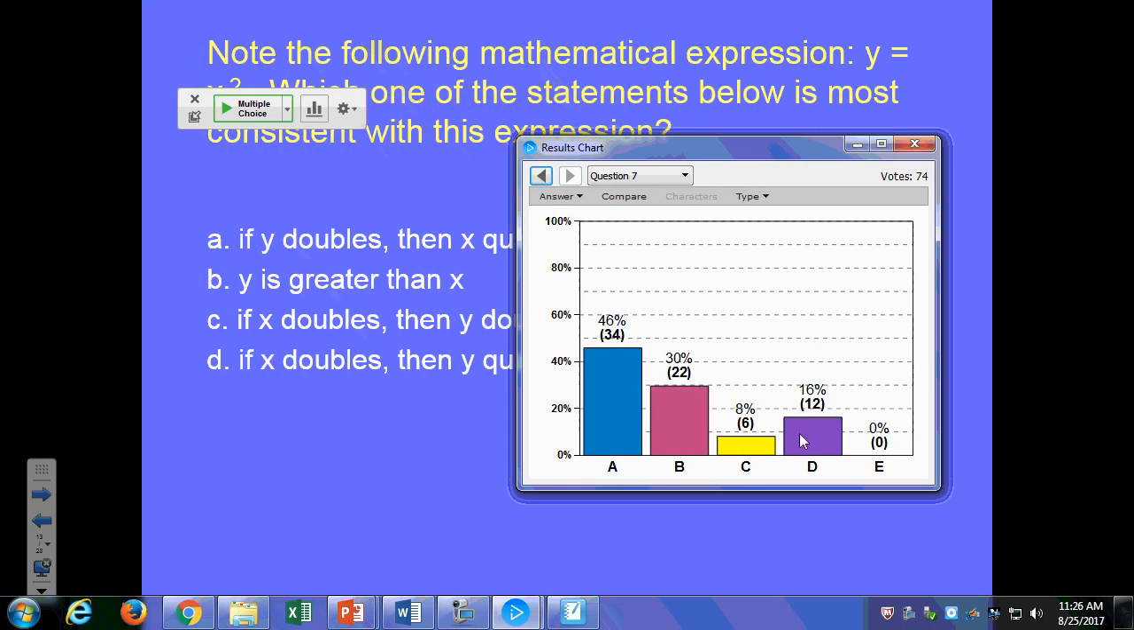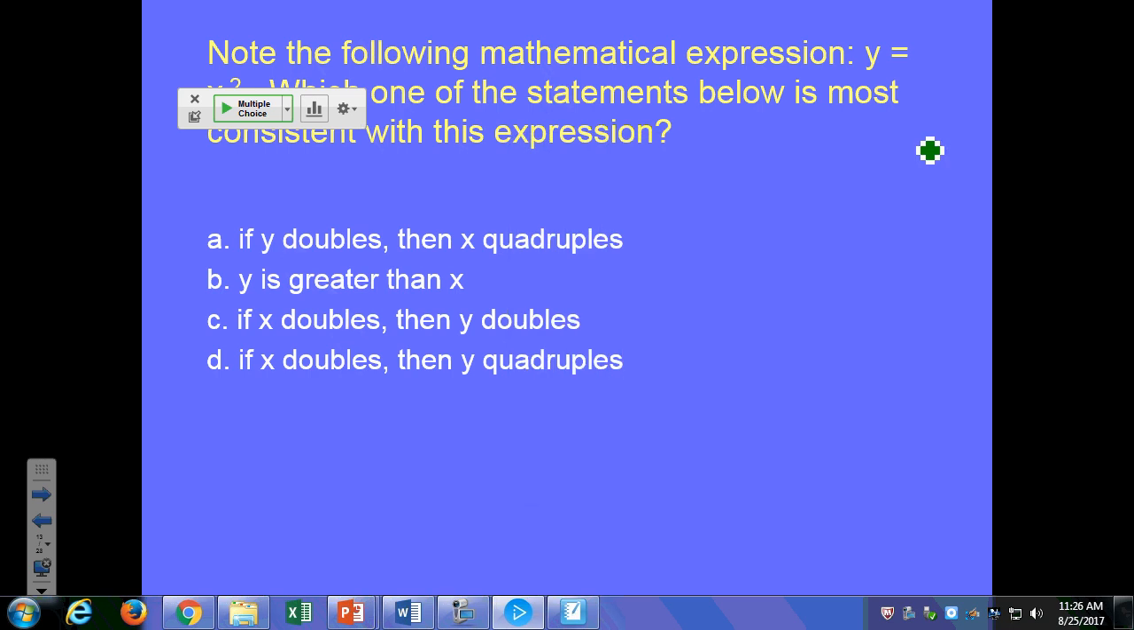Okay, the answer is D. If I double x, then y quadruples. y is equal to x squared. Imagine if I do something to x, I have to do the same thing to the other side of the equation. So let's imagine that I double x. But notice that x is squared, so whatever I do to x is squared. And so if I double x, that means I'm going to quadruple y. If I double y, I increase x by square root of 2, or 1.4.